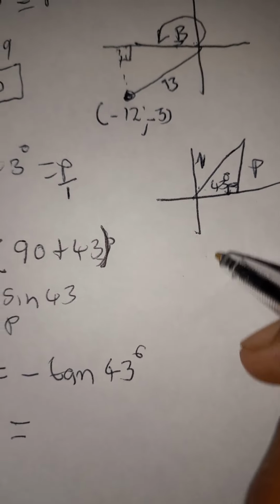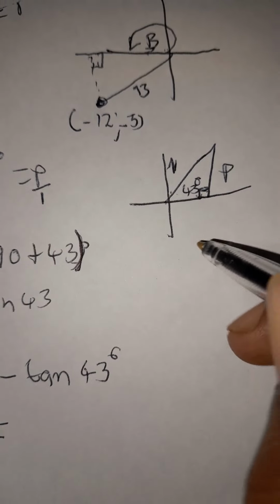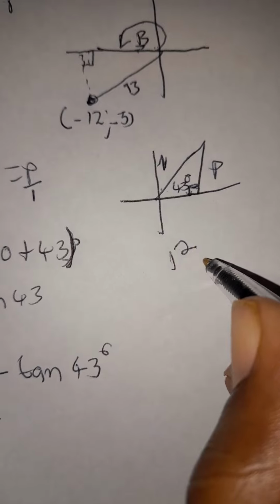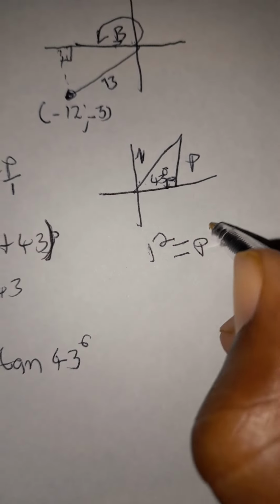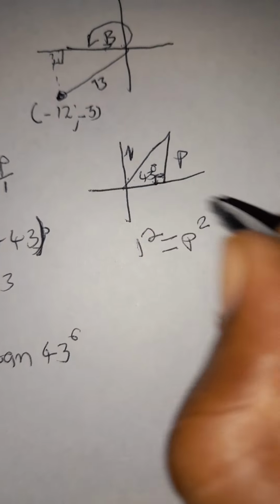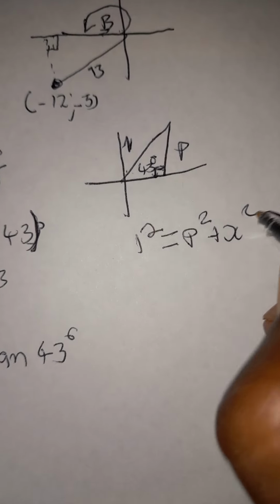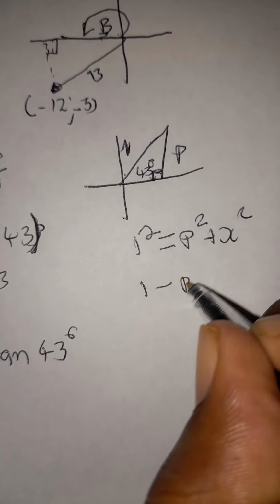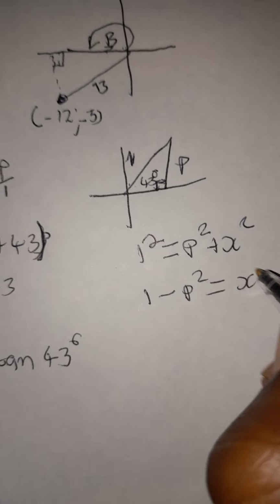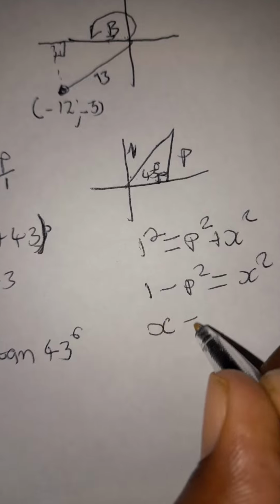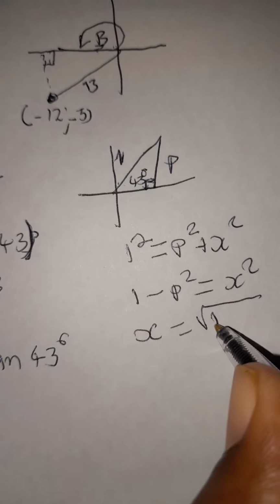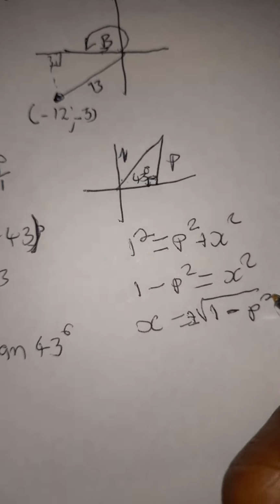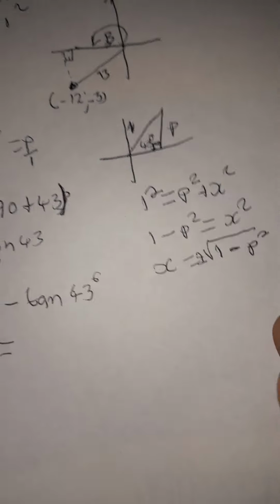So we are going to look for the adjacent side. How do we get the adjacent side there? We are going to use the theorem of Pythagoras. So it's going to be 1 squared is equal to the opposite, which is p squared, plus the missing side, I'll call it x then. Take p squared to the other side, it's going to be 1 minus p squared, which is equal to x squared. Root both sides, it will be plus or minus root of 1 minus p squared. So let's take the positive one here.